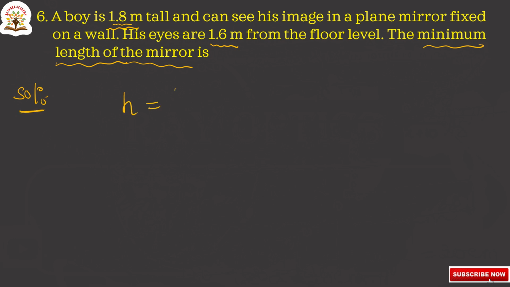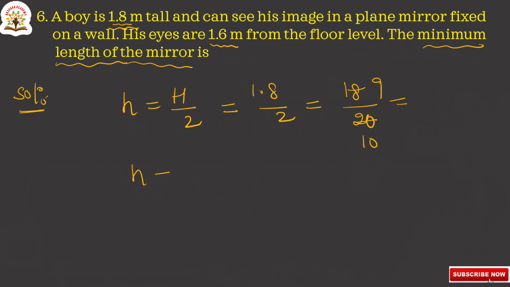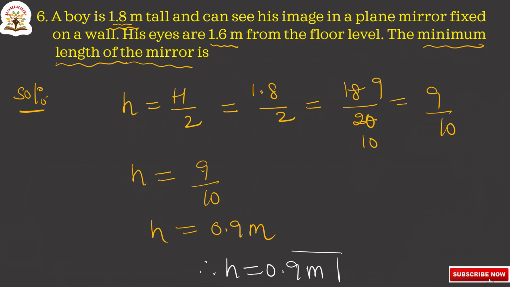Here height h is equal to capital H by 2. They given here 1.8 by 2. So that is equal to, in this decimal representation we are writing 18 by 20. So that is 2 nines are 18, 2 tens are 20. So h is equal to 9 by 10, or this can be written as 0.9 meters. Therefore the minimum length of the mirror is h equal to 0.9 meters. Okay, next we will go to the next question.